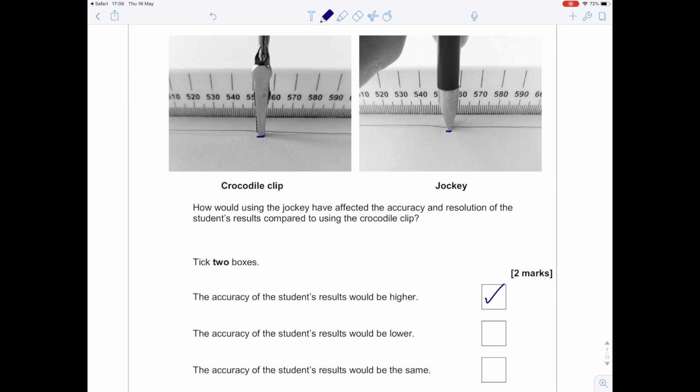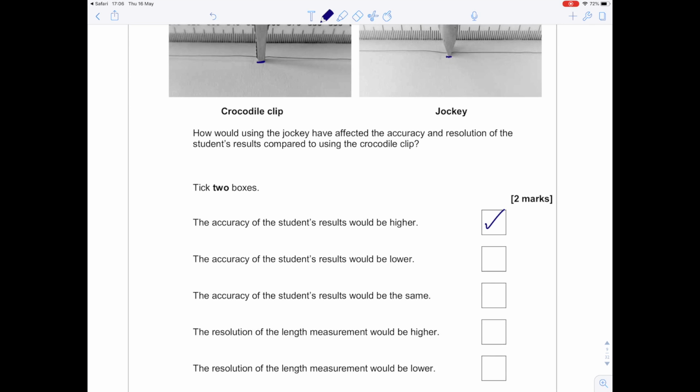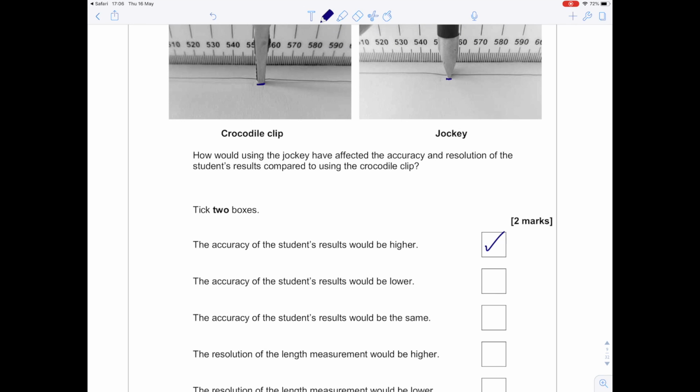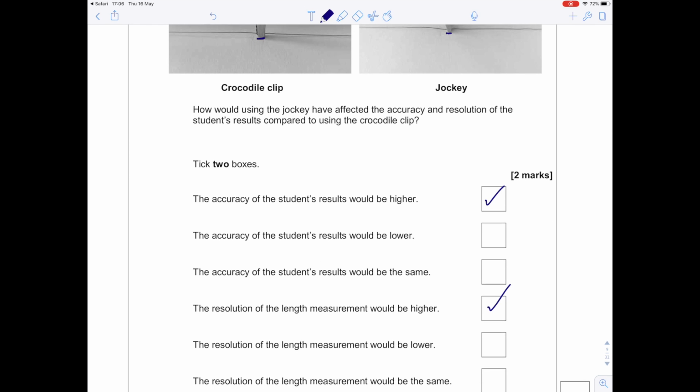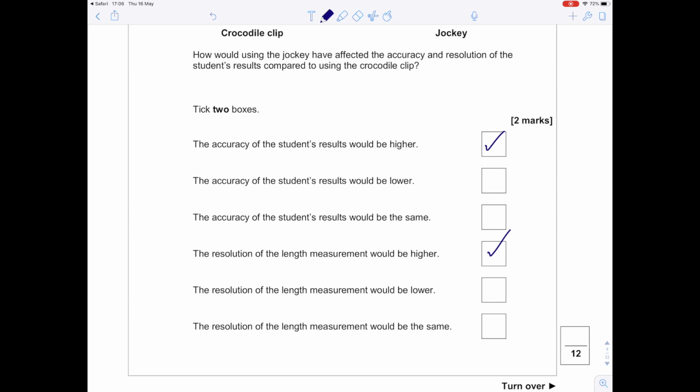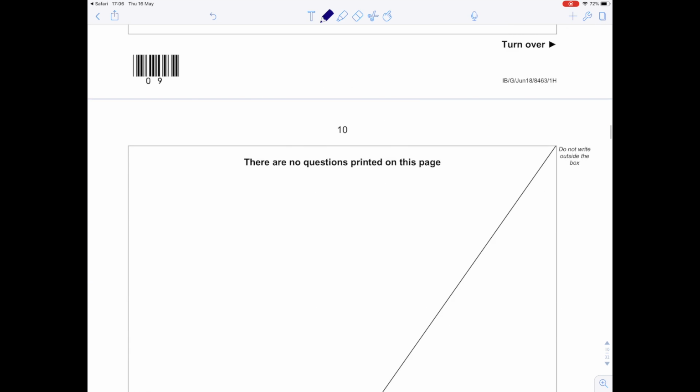The accuracy of the student's results would be lower. No, definitely not. The jockey would definitely be an improvement. The accuracy of the student's results would be the same. No, not correct. The resolution of the length measurement would be higher. Yeah, because you can see the finer increments on the ruler, so that's true. The resolution of the length measurement would be lower. No, not true. The resolution of the length measurement would be the same. Again, untrue.